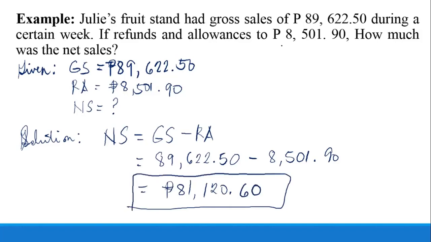Okay, so yun yung refunds and allowances. Ang halimbawa, siguro 8,000, worth 8,000 pesos yung mga nasirang fruit. So yun yung refunds and allowances. So yung net sale niya ay 81,120 pesos and 60 centavos. Alright?